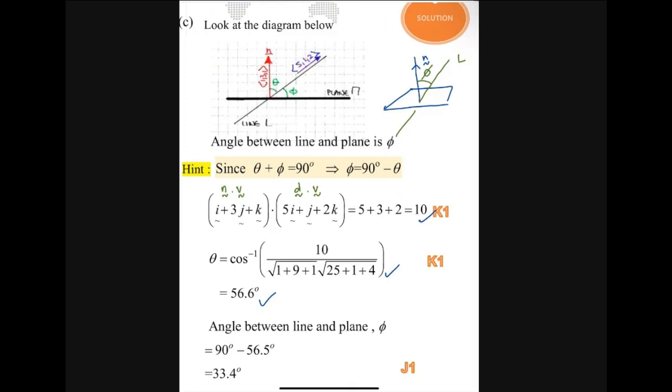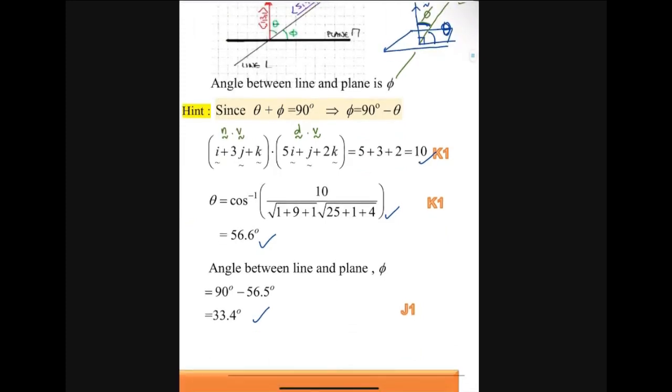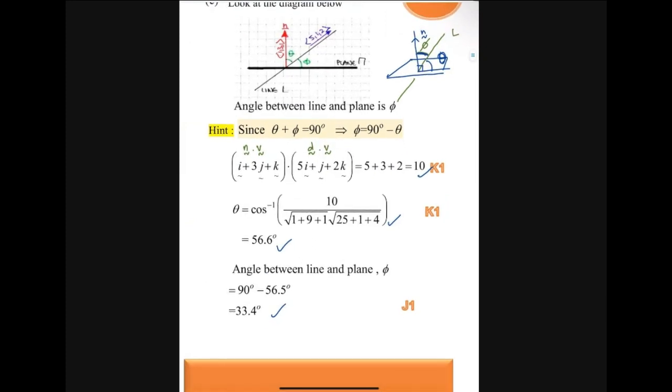Okay, but remember, that's not the final answer yet, because now you only find the angle between the direction vector and the normal vector. But the question asks for the latter part. I rename this as theta, the angle between line and plane. So we know the normal and the plane must be 90 degrees. So in order to find theta, 90 degrees minus your answer. That's how we get the final part. Our final answer will be 33.4 degrees. So for angle in vector, just provide your final answer in degree unit. Okay, so we settle with question number 1.